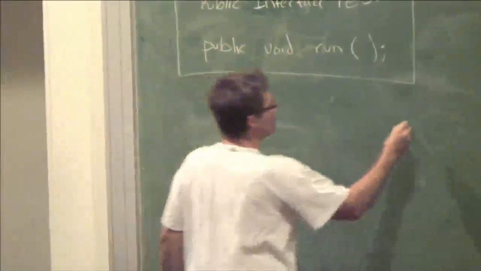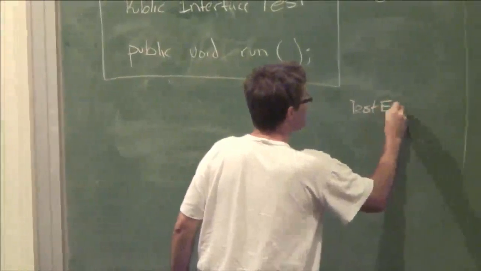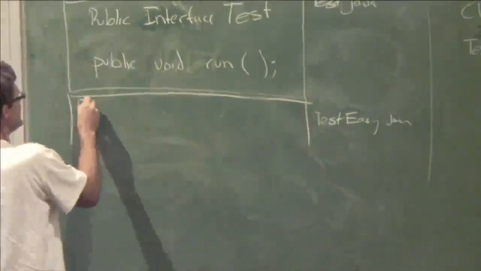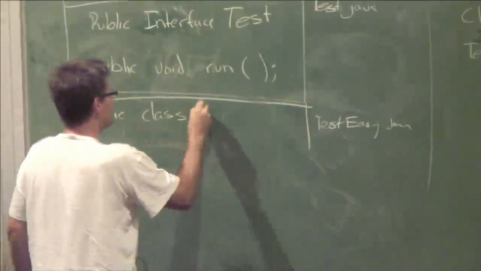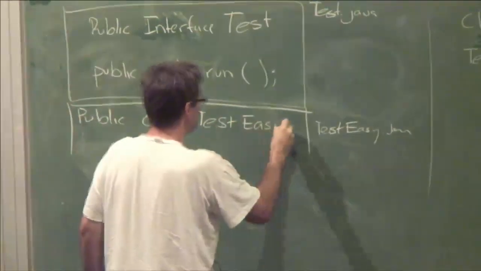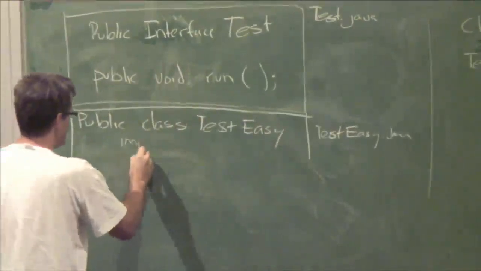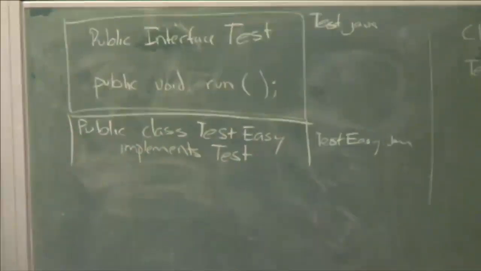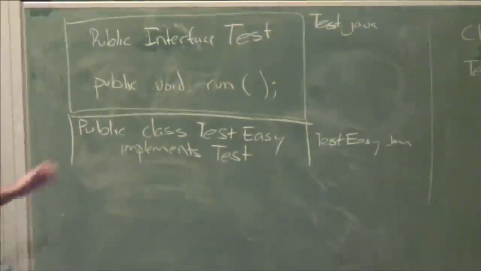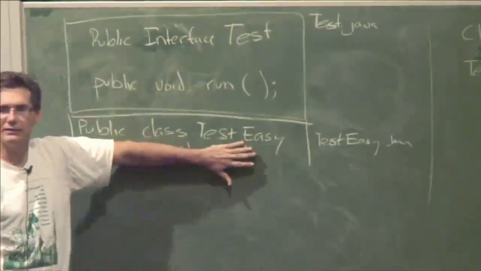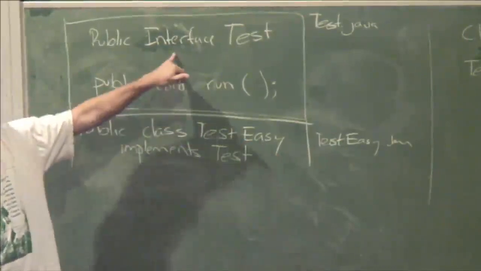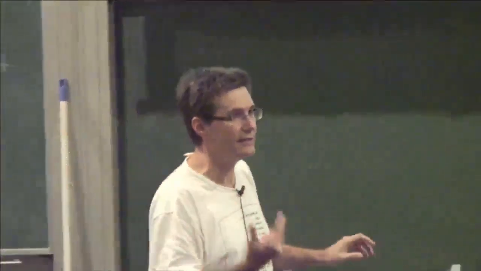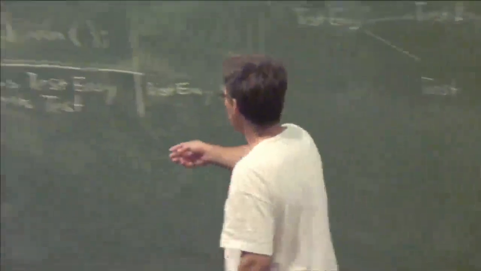And then in the next file, which is, say, called test easy .java, I'm going to say public class test easy. This is going to be a class. And then I'm going to say implements test. What that tells us is that I'm about to define a new class, just like normal, and this class implements the test interface. So it's signaling to you that anyone that expects something that satisfies the test interface would be quite happy to accept one of these guys.